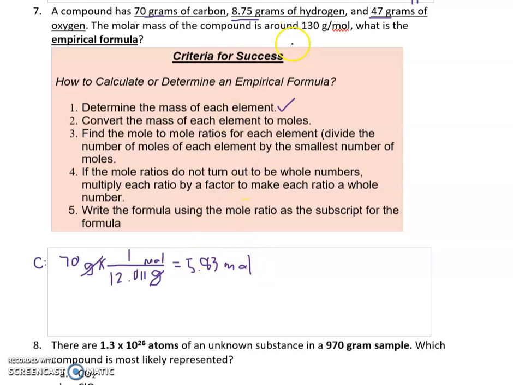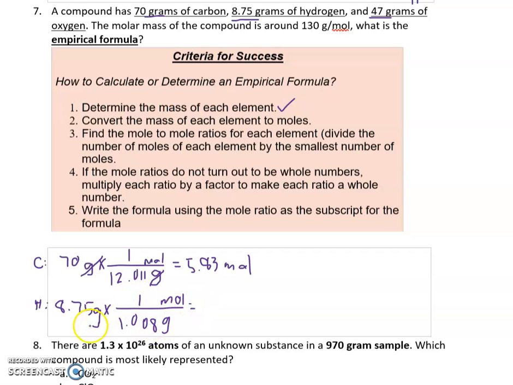All right, so now I can do the same thing for hydrogen. I have 8.75 grams of hydrogen. I need to multiply so that my grams cancel out, so I'm going to put grams at the bottom. And I only want moles, so I'm going to put moles at the top. By looking at my periodic table, the molar mass of hydrogen is 1.008 grams per 1 mole.